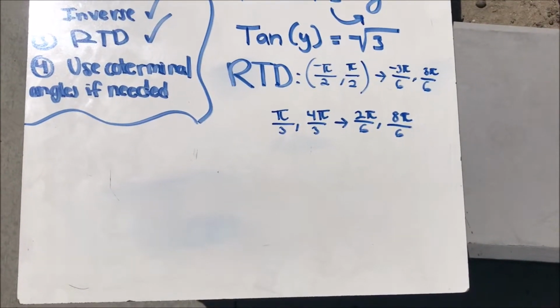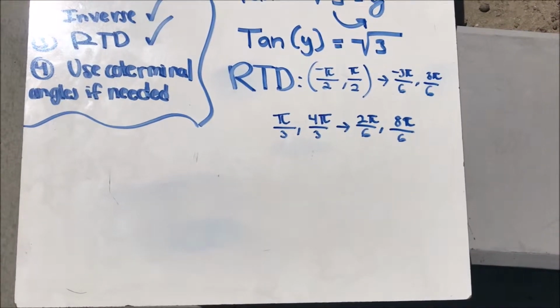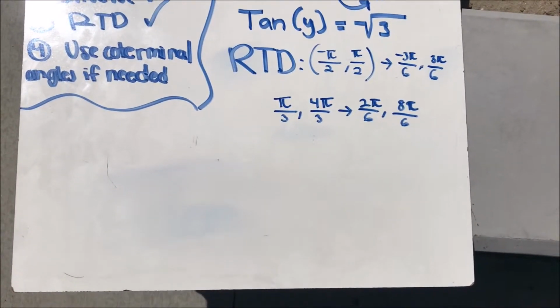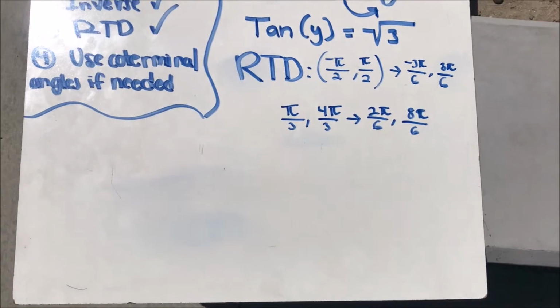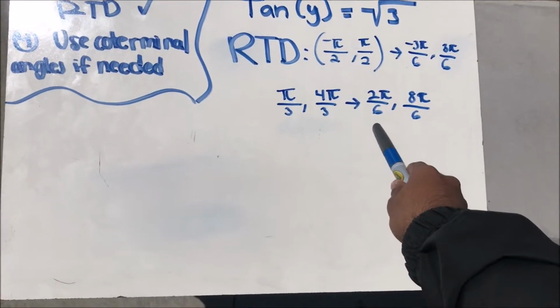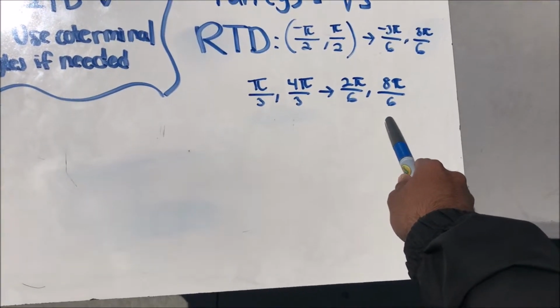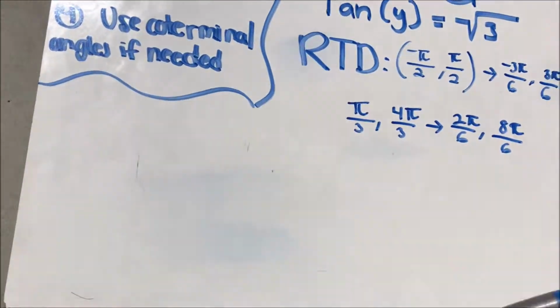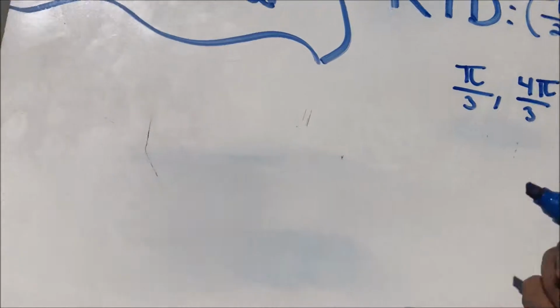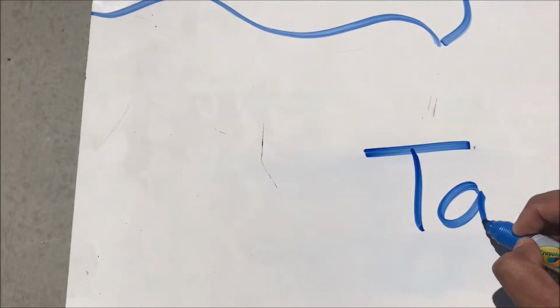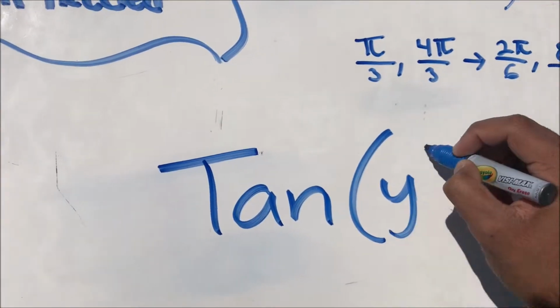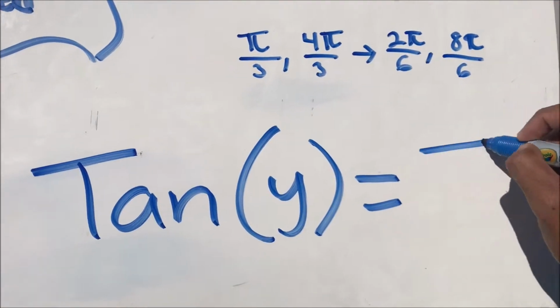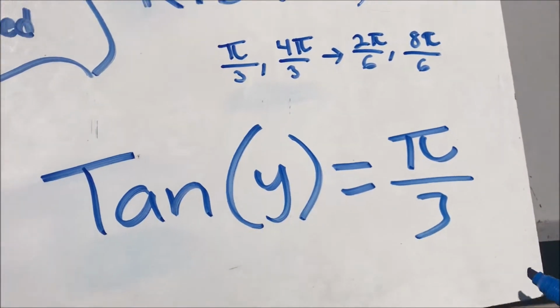So with our new restricted domain, which is negative 3 pi over 6 and 3 pi over 6, the only number that can fit is 2 pi over 6. 8 pi over 6 would not fit even if you did use coterminal angles. So our new answer is tangent of y equals pi over 3.